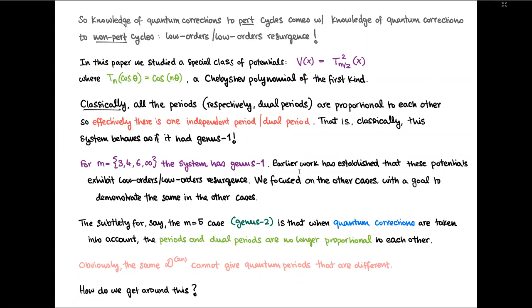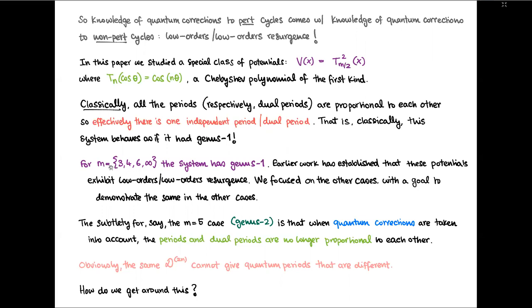Now, the interesting thing about this class of potentials is that classically, all of the periods and respectively all of the dual periods are proportional to each other. So in effect, there is only one independent period or dual period. That is, classically, the system behaves as if it had genus one. Okay, you can plot these potentials, and you'll see that the curvatures of the potential at the bottom of the well or the peak are very different from well to well. But it's a striking property that one can prove that classically all of the periods and respectively all of the dual periods are proportional to each other. So classically, this system actually behaves as if it was genus one for any value of m.